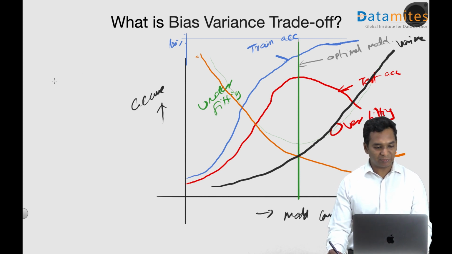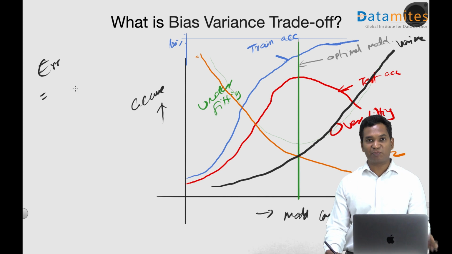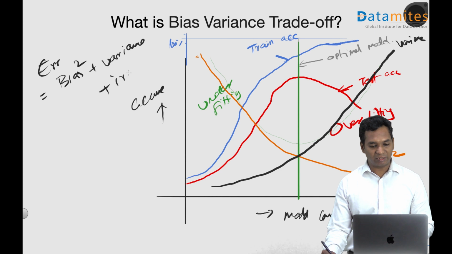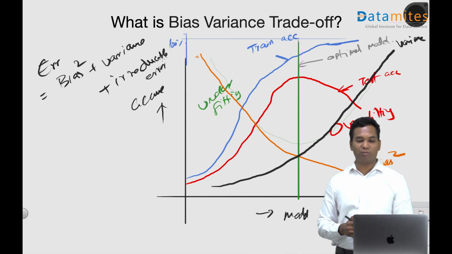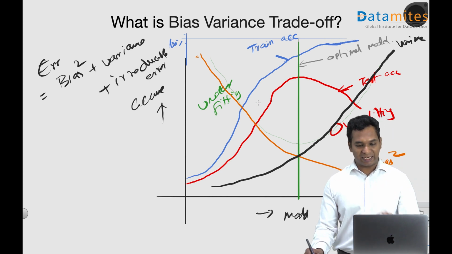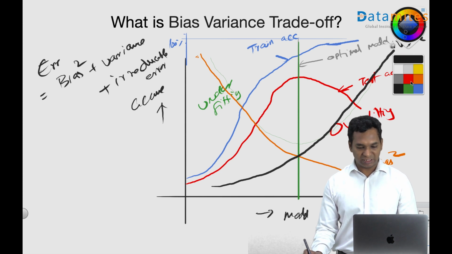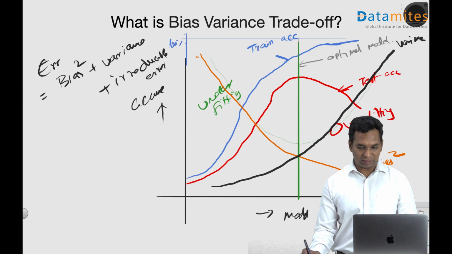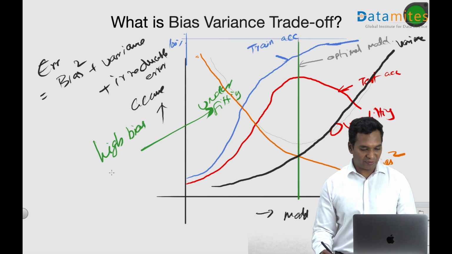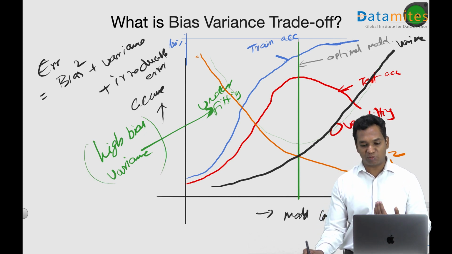For any model, the error can be mathematically split into three parts. One is bias square, the second is variance, and the third is the error which cannot be reduced, called irreducible error. It is the error you cannot do anything about. The region on the underfitting side is called high bias, low variance, which means there is scope to fine-tune the model further and increase the model complexity.